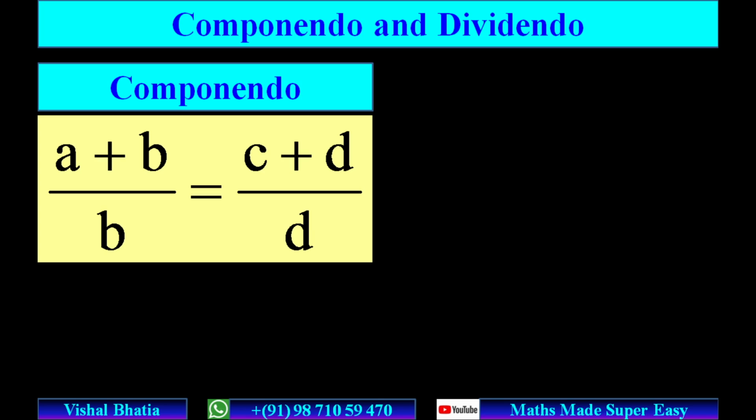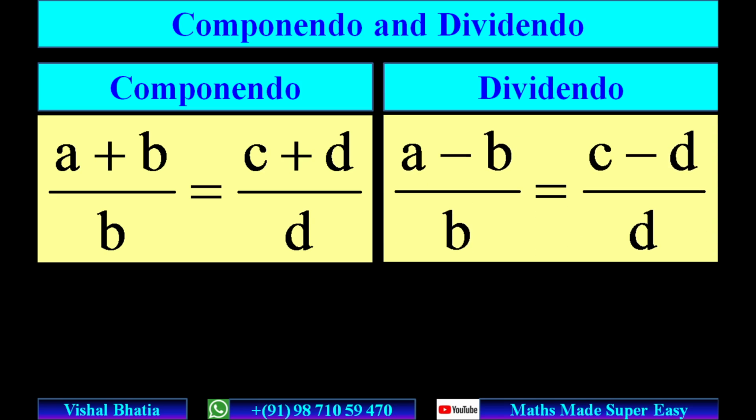If we were to combine both componendo and dividendo, this is what we would obtain. First, let's look at componendo, which is (A plus B) divided by B is equal to (C plus D) divided by D. And finally, dividendo is nothing but (A minus B) divided by B is equal to (C minus D) divided by D. Now, if we were to consider the left-hand side of the equation under componendo and dividendo, what we will obtain is (A plus B) divided by (A minus B), because the denominator B both under componendo and dividendo will actually get cancelled off.